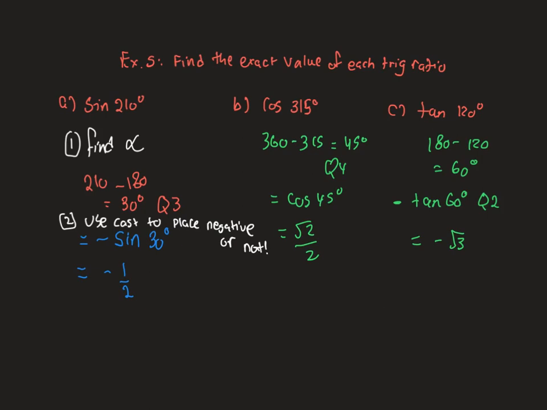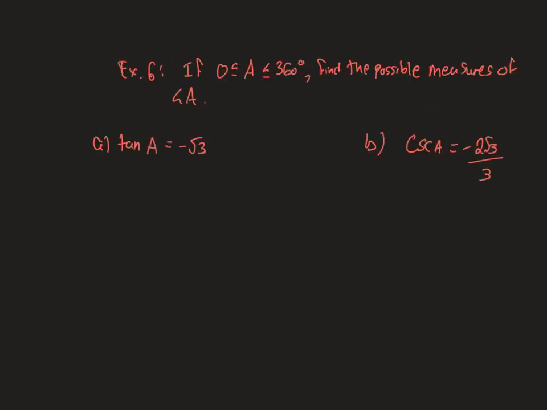Okay, so let's continue here with our last example. So first and foremost here, I'm asking you if 0 is less than or equal to A, which is less than or equal to 360, I want you to find the possible measures of angle A. It's basically what this is telling you here is that my angle of A is going to be between 0 and 360. It's not going to be bigger than that, or smaller than 0, obviously.